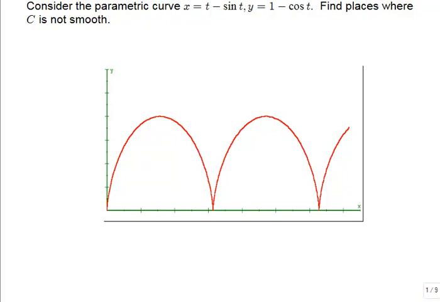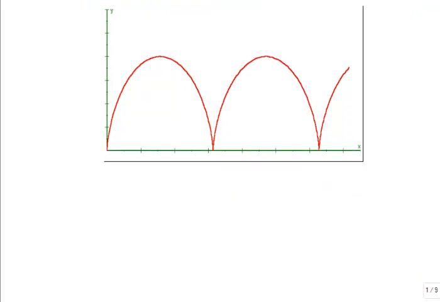So what we're going to look at are the derivatives first, and we want to make sure that our derivatives are continuous and they are not simultaneously zero. So that's what we're going to look at. If we start with our x function, x is equal to t minus sine of t, and y is equal to 1 minus cosine of t.